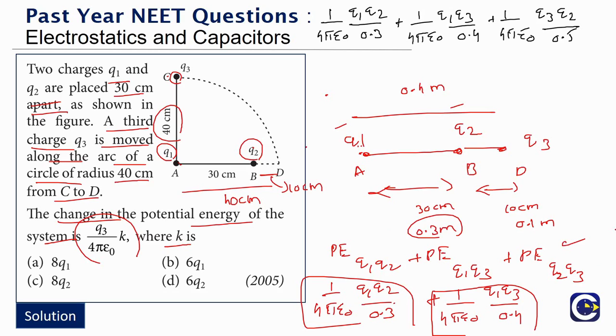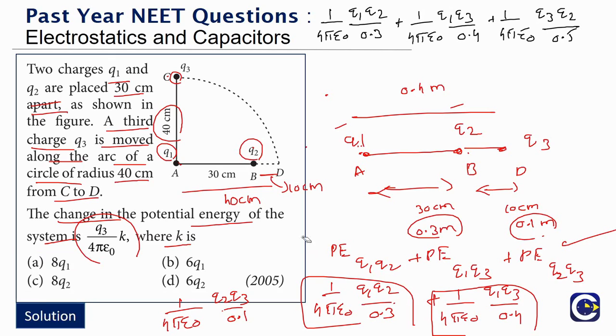The only thing that will be changing is the third term, which is the potential energy for Q2 and Q3. So look at this Q2 Q3. What is the gap? 0.1 meter. So the potential energy term will be 1 by 4 pi epsilon naught Q2 Q3 by 0.1. So these 3 will be the potential energy terms.